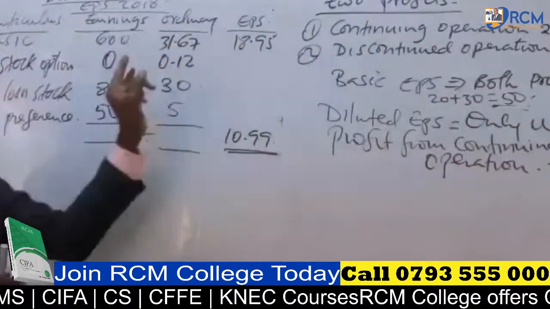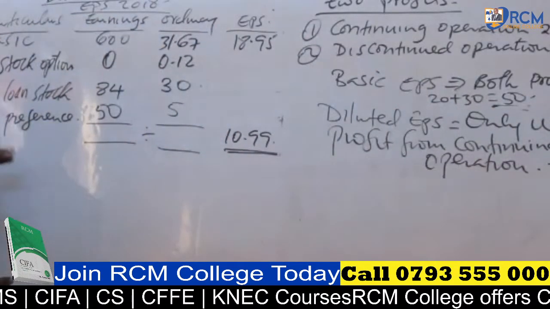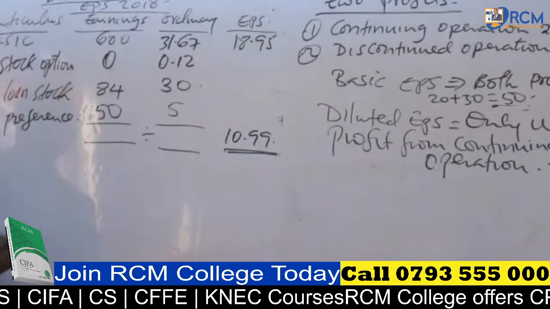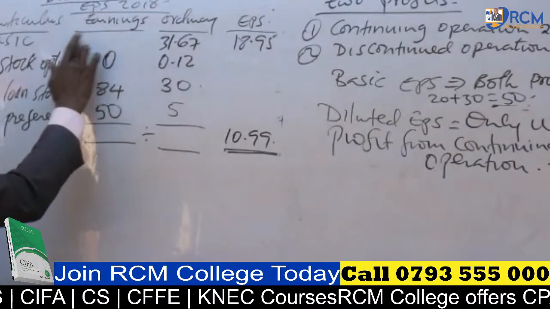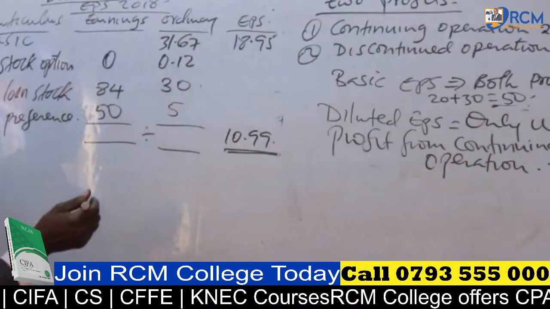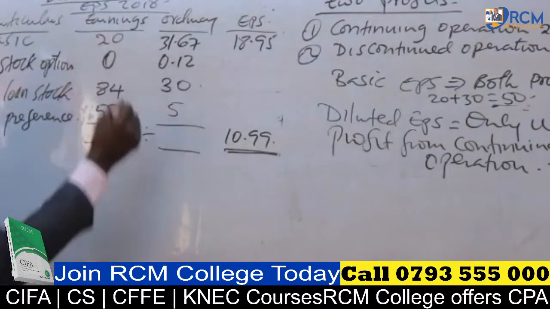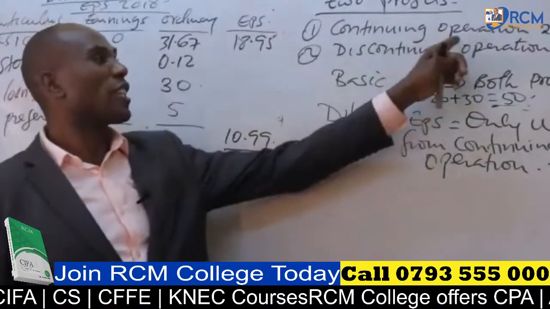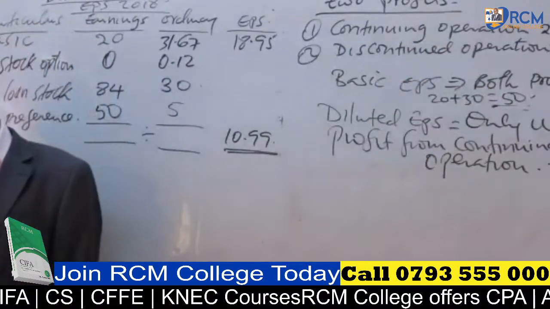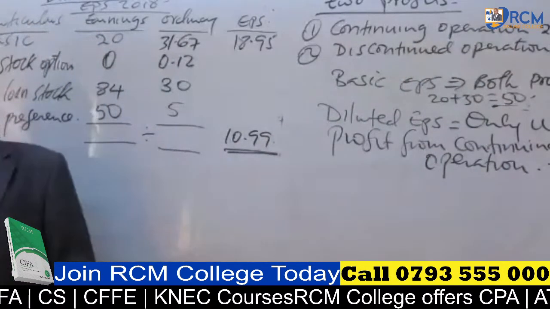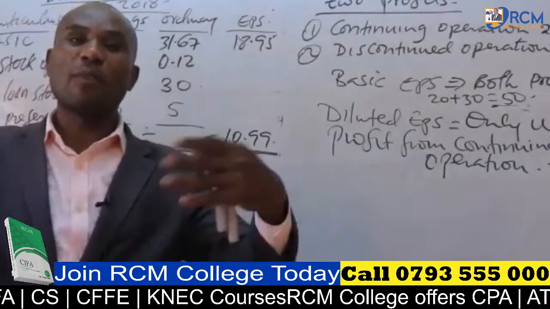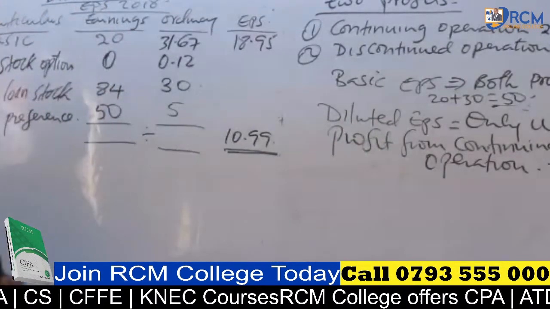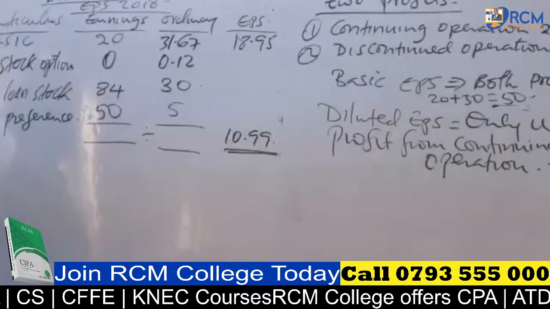But when I go to diluted, like here in the example, I want to compute diluted. Therefore, diluted here, my profit, I will only use the continuing, therefore I will take 20 there. I will not take 50. I will take profit of the continuing operation only. And I believe we will share that with those who are not with us so that they don't miss a mark on that one.